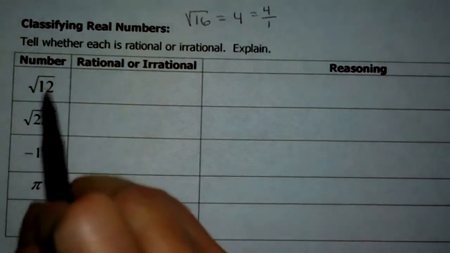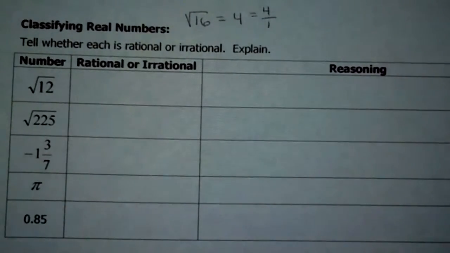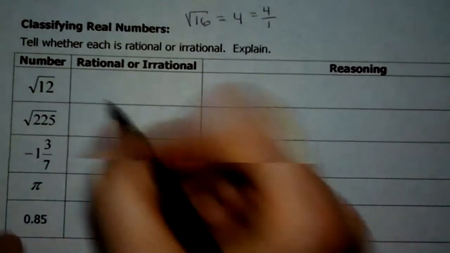So can I write this square root of 12 as a whole number to start? Is there a number that if I square it, I'll get 12? Maybe you think, well, 6, because 6 times 2 is 12. No, you have to do 6 times 6. You have to square it, not multiply it by 2. So 6 times 6 is 36. That's too big. Let's see. If I did 3, 3 times 3 is 9, too small. 4 times 4 is 16. So that doesn't work. So if 3 is too small and 4 is too big, is there a whole number between 3 and 4? No. So that means that this is irrational.